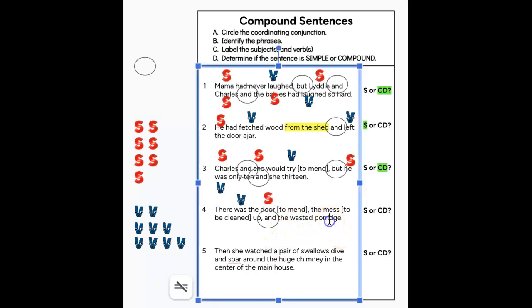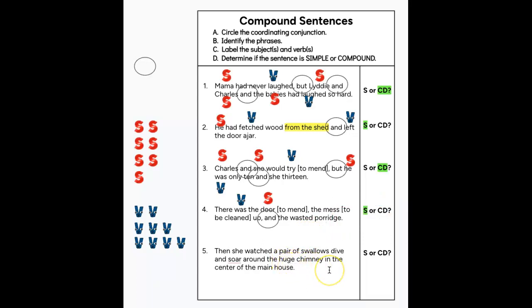Well, I see porridge could be a subject, and I see some adjectives describing it, but I don't see any verbs. So that tells me that this is a list. It's a list of 3 things that needed done. There was the door to mend, the mess to be cleaned, and the wasted porridge. So this is a list, and that makes this a simple sentence.